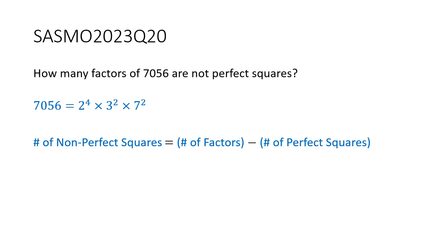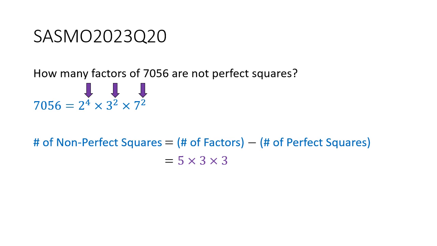Now, each factor of 7056 is a unique combination of the prime factors 2, 3, and 7. So for the factor 2, you can either have 2 to the power of 0, 2 to the power of 1, 2 to the power of 2, all the way to 2 to the power of 4. So 5 possibilities. Next, for the prime factor 3, either you have 3 to the power of 0, 3 to the power of 1, or 3 to the power of 2. So there are 3 possibilities there. And for the prime factor 7, again, you have 3 possibilities. So I'm basically taking the exponents of the prime factorization, adding 1 to each of them and multiplying them together.